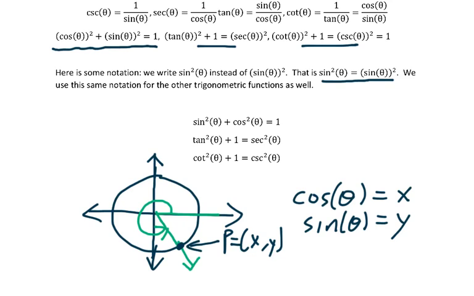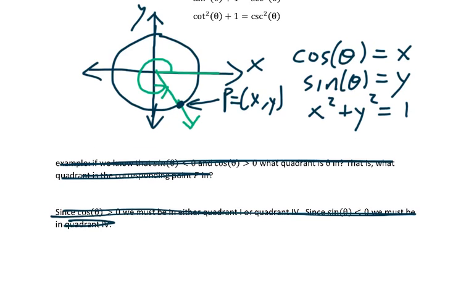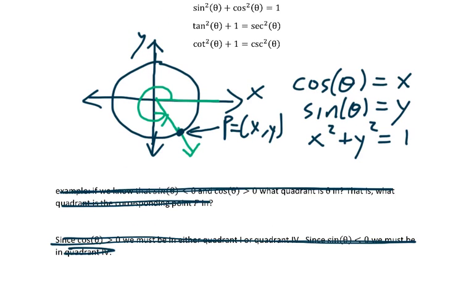Now, also, an equation for this circle is x squared plus y squared is equal to 1, because it's the unit circle, so that tells us its radius is 1. All you have to do now is take these two and plug them in. You plug them in, and you get this identity: sine squared of theta plus cosine squared of theta equals 1.